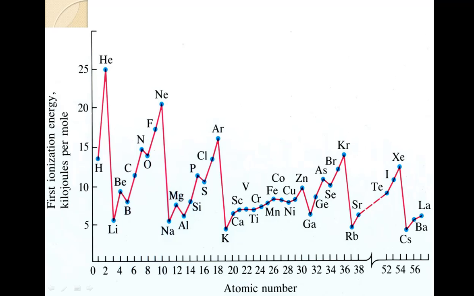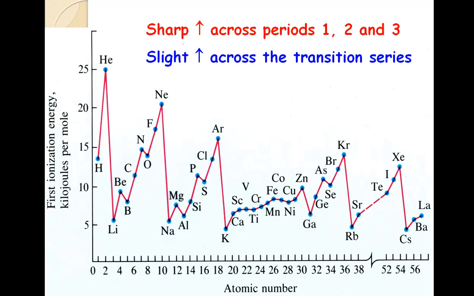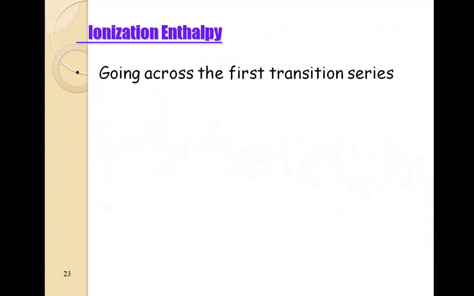You can see in case of other elements, if we talk about lithium to neon or from sodium to argon, there is a sharp increase in the ionization enthalpy, but for transition elements there is just a slight increase and that too not regular. So there is a sharp increase across periods 1, 2 and 3 but a slight increase across the transition series.